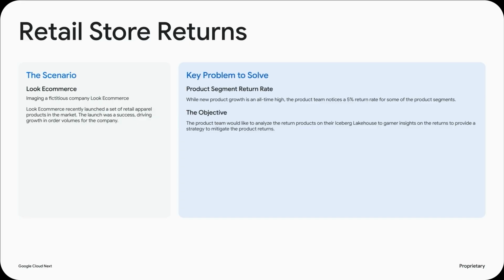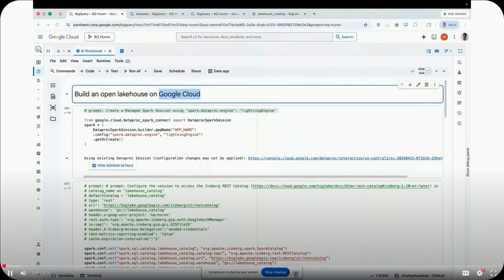And the marketing team wants to understand, hey, what's going on? What can we do to mitigate this problem? And can we build this through an Iceberg Lakehouse? So let's dive deeper into the use case itself.